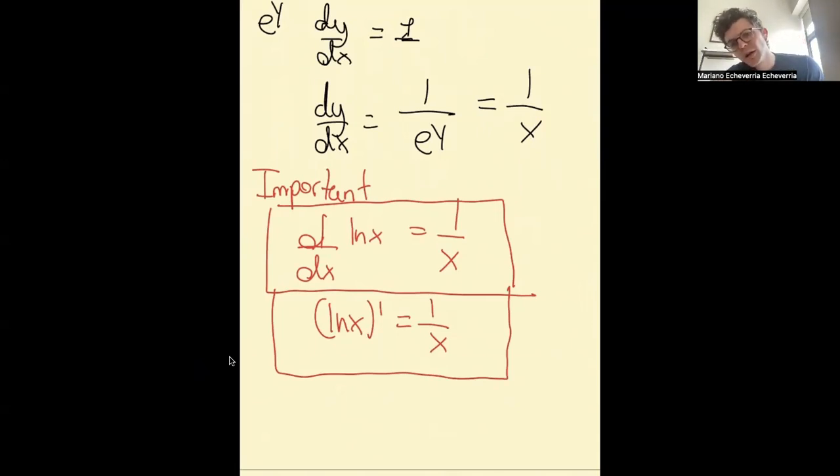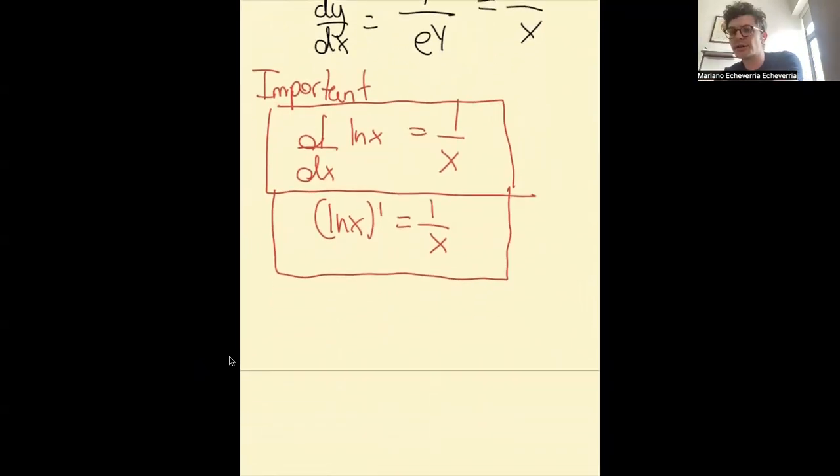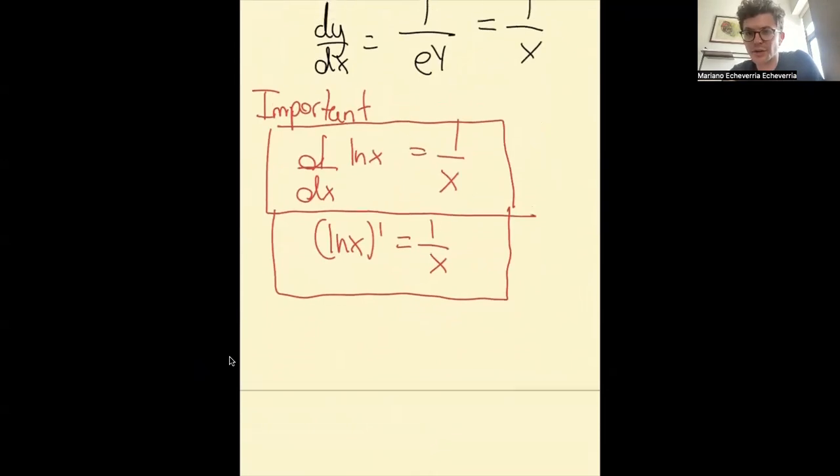So let's do another example to make sure this is making sense. The inverse of the exponential is called natural log.